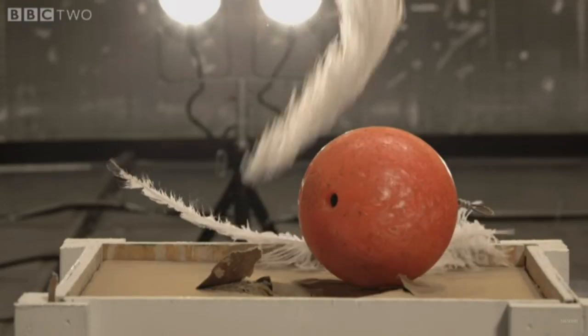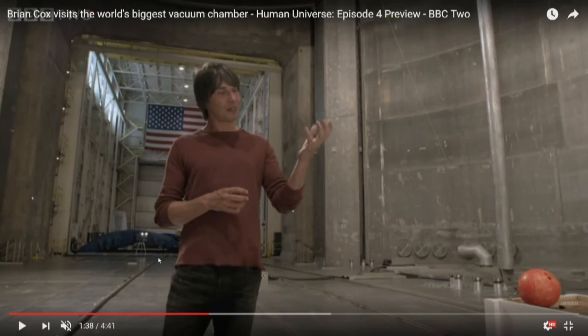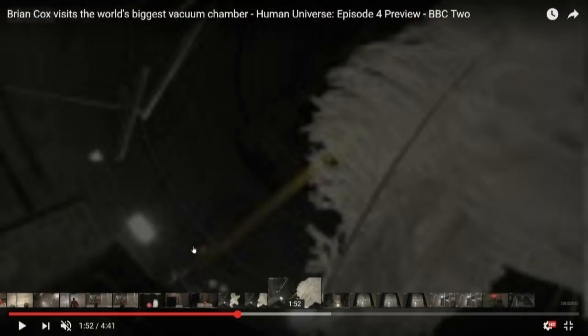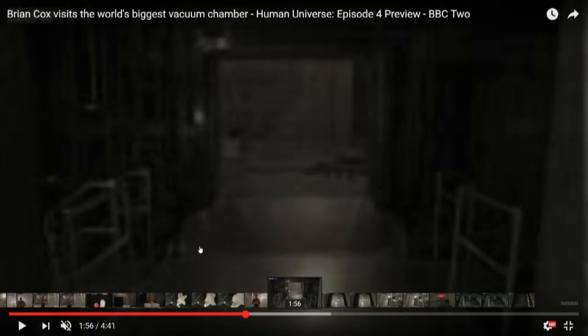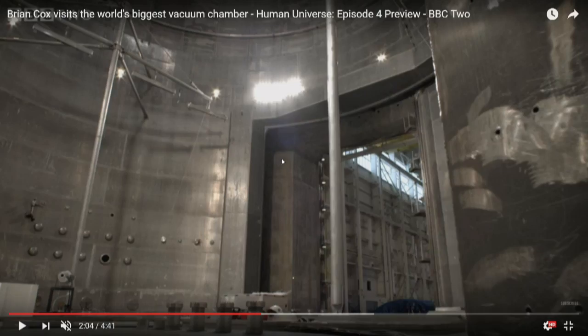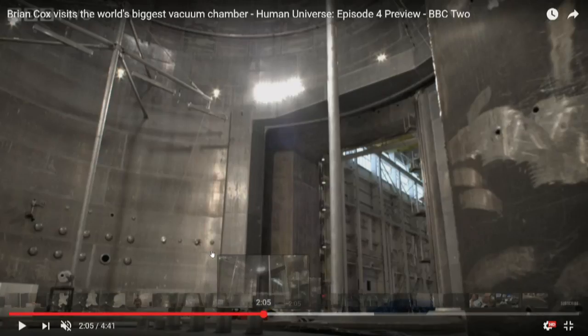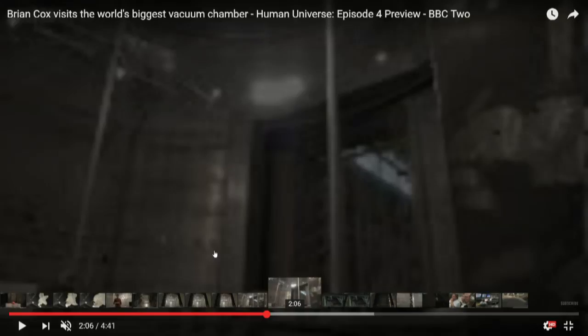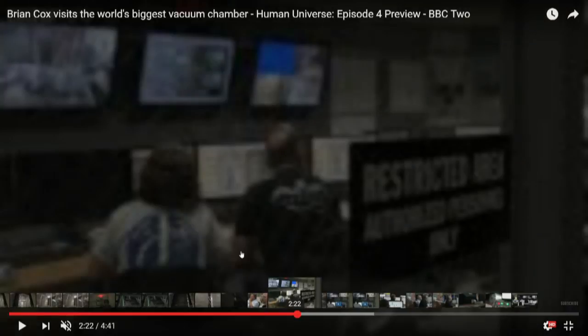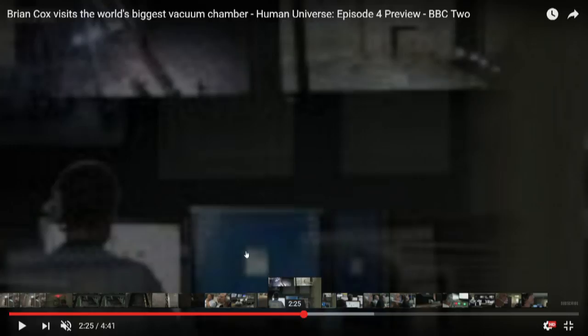So what if they close the door? That's what's going on here. This is how big this building is. It's absolutely massive. So they're going to close the door, and they're going to take a big vacuum, that's what it's called, and pump all the air out of it. And so there'll be zero air resistance now.